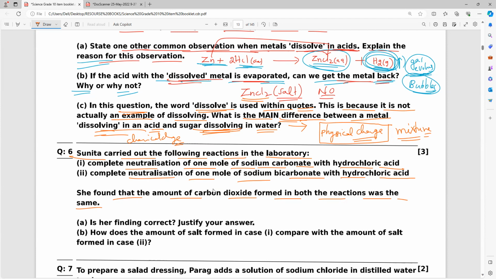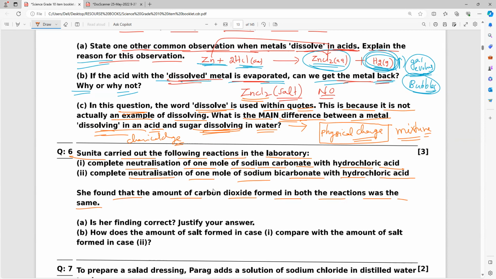Have you checked it, everybody? That equation is verified, everyone. With hydrochloric acid, she found that the amount of carbon dioxide formed in both the reactions was the same. Is her finding correct? Justify your answer. Immediately you can say yes or no. Yes or no. Yes, sir. No. Verified, Hari.